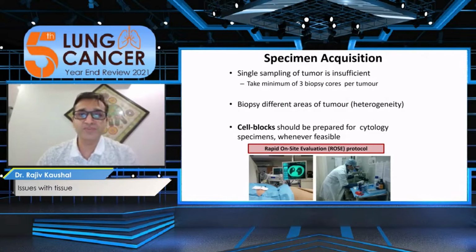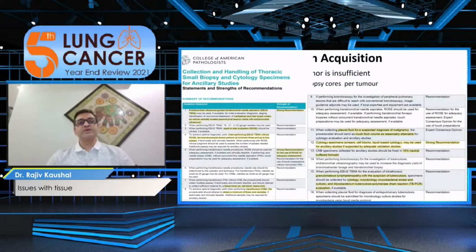Biopsies from different areas are to be sampled, and whenever feasible, if you have a fluid or cytology sample, it needs to be converted to a cell block so that the various molecular tests can be performed. Pathologists should even be available in the intervention room so that they can assess adequacy on site. So if anything needs to be repeated, it can be done at the same sitting.